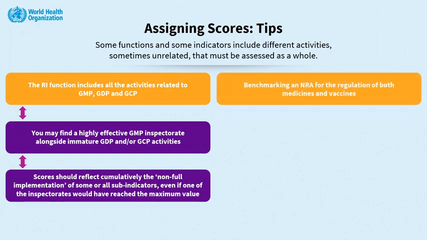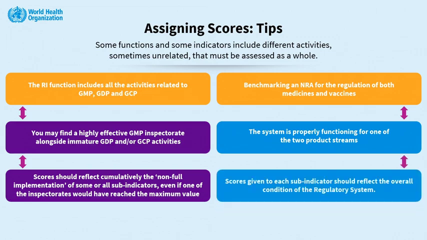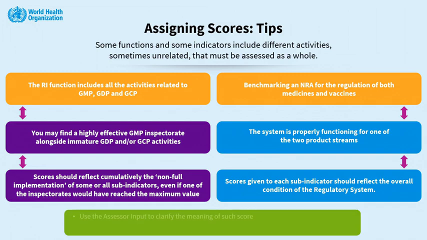Similarly, when benchmarking an NRA for the regulation of both medicines and vaccines, it may happen that the system is properly functioning only for one of the two product streams. In such a case, the evaluation and scoring should encompass both product streams to reflect the overall condition of the regulatory system. In such complex situations, it is advisable to utilize the assessor's input to justify the scoring, thus allowing a better understanding of the meaning and context behind the assigned score. At the same time, it is important to acknowledge the strengths of the well-developed aspects of the sub-indicator, indicator, or function being assessed.